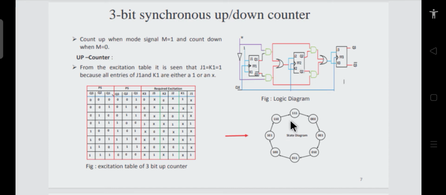If we draw the state diagram, then your counter is, let's say, in 000 state. On the appearance of the first clock pulse, it should move on to the next state: 000, 001, 010, 011, 100, 101, 110 and 111. So in all you can see there are 8 states. When your M is equal to 1, the counter should go into all these states, and when it goes through all these states, you say that the counter is counting. Starting from 000 and ending at 111, it has 8 counts. So considering this state diagram, you can write its state table.